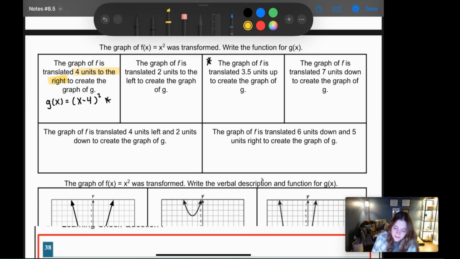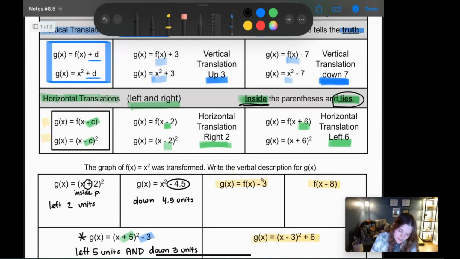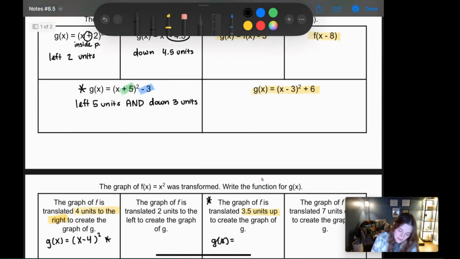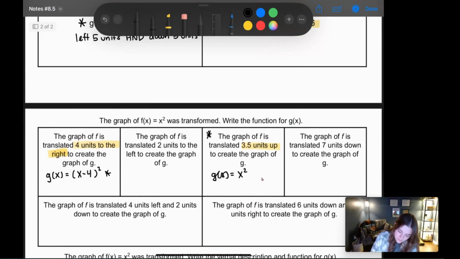The graph of f is translated 3.5 units up. Remember, up and down is your y-axis, and so this is a vertical translation, which means it's outside. So remember, still g of x, but it should look something kind of like this or this. So I'm going to follow this method right here. I'm going to say x squared, and now what goes with x squared? Because there is no parentheses, 3.5 units up. If it's a vertical, it tells the truth, so it's going to be plus 3.5, and you're done. That is the function. Again, I could check it on Desmos.